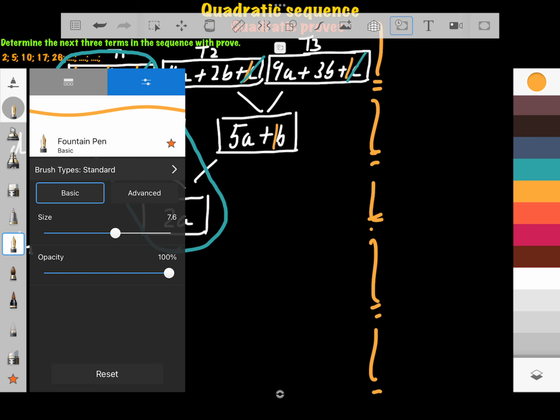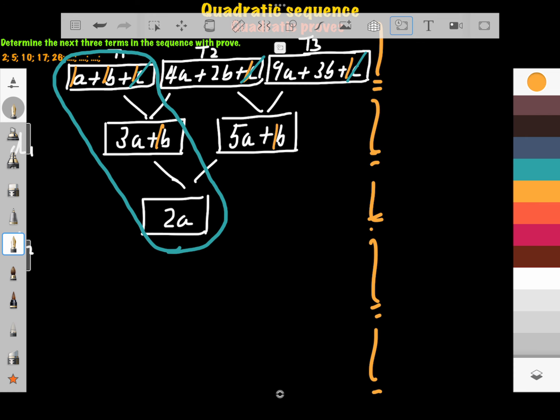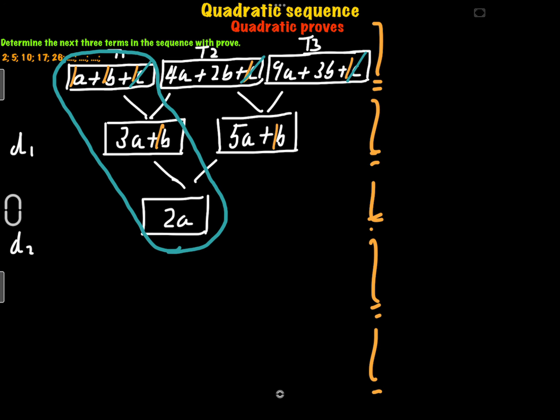So what this means is that if I'm given the sequence 2, 5, 10, 17, 26, and we are already told that it's a quadratic sequence, then we expect to work in terms of the difference. We have to work with the second difference.